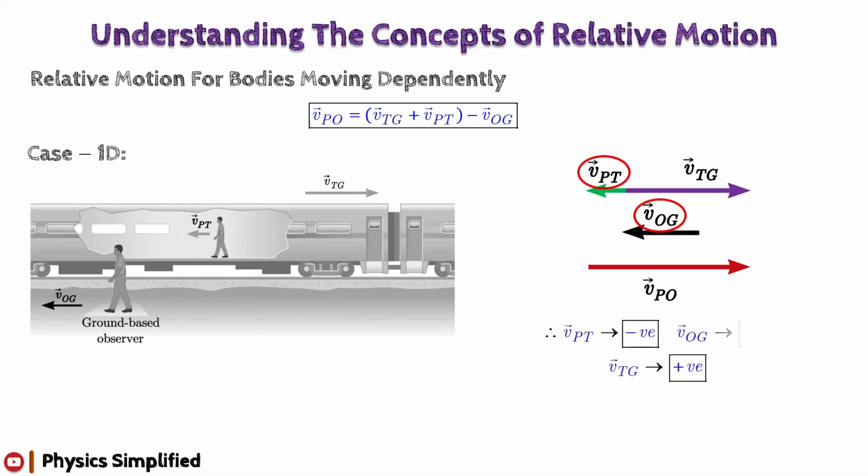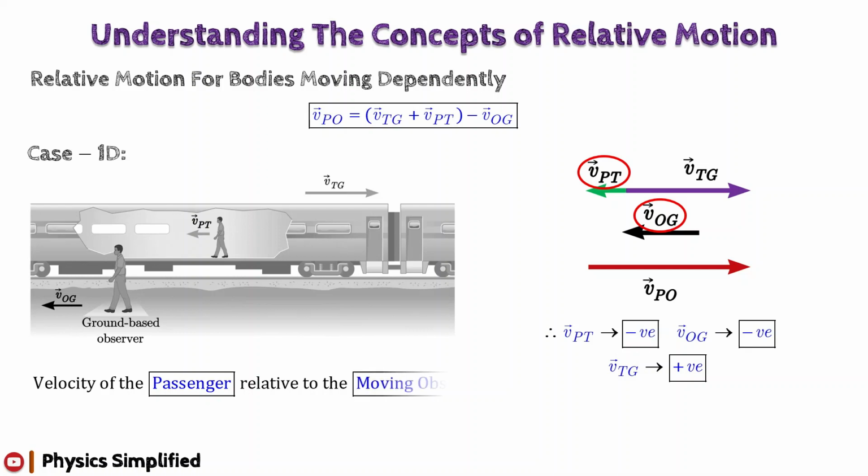that both the velocity of the passenger relative to the train, given by vector v_pt, and velocity of the observer relative to the ground, given by vector v_og, are negative. So, the magnitude of the velocity of the passenger relative to the ground-based moving observer is given by v_po = v_tg - v_pt + v_og.